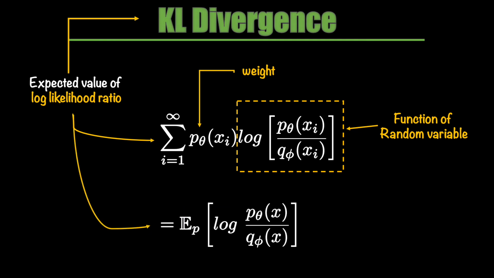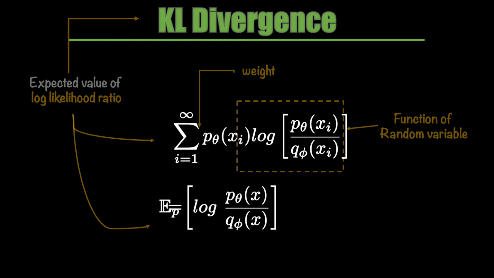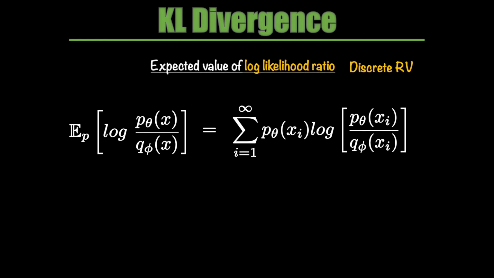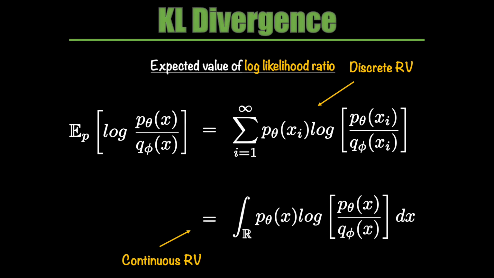which we can also express using the expectation symbol. Now, so far I have shown you log likelihood ratio for a discrete random variable. Here is how it would look for a continuous random variable. The difference is that instead of summation, we have an integral.